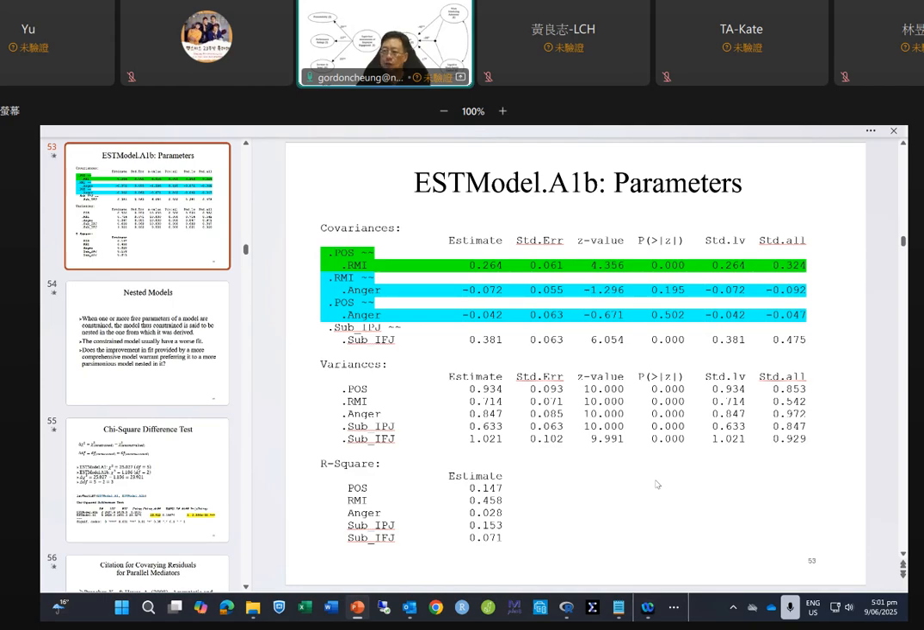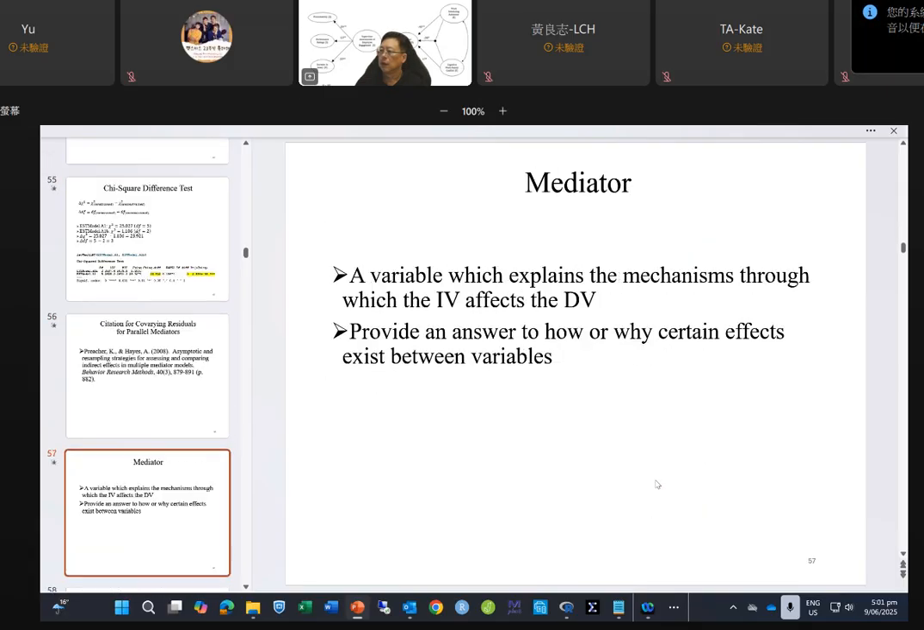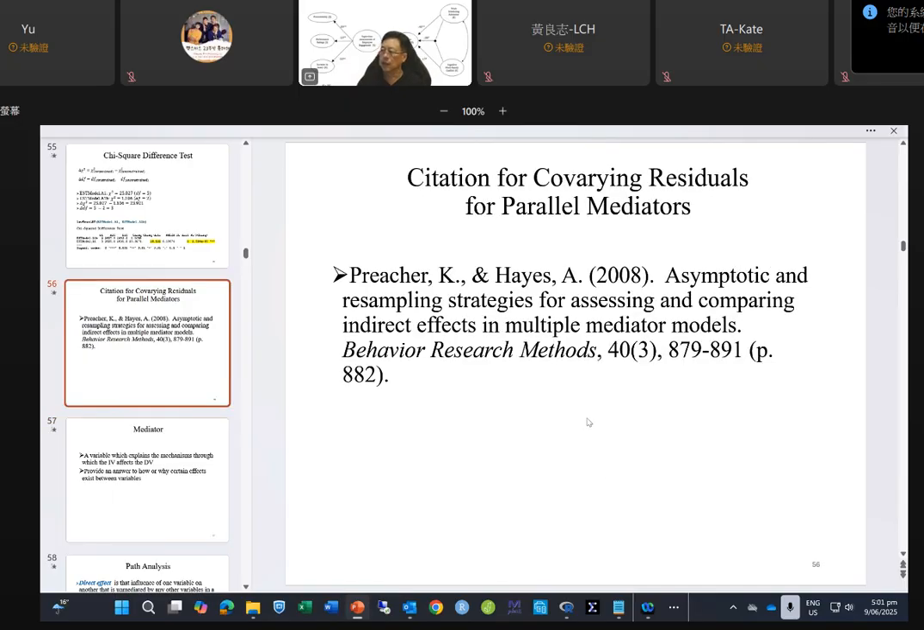Because we miss out the covariance of the residuals of the parallel mediators. So again, the citation for adding the parallel covariance of the residuals among the mediators is on page 56. It's Preacher and Hayes, 2008. There's the page number 882.